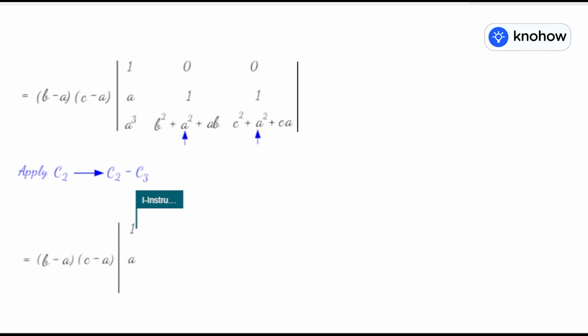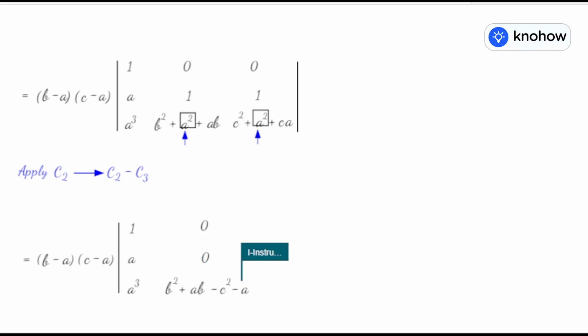So C1, 1, A, A cube as such. Even in C2 you are subtracting, so it is 0 minus 0, 0, and 1 minus 1, 0. And now see, this A square will cancel, so you will be left with B square plus AB minus C square minus CA or AC, whatever you call. And the third column, that is 0, 1, and C square plus A square plus AC will remain the same. Determinant. And now we can expand with R1 because it has got 2 zeros. Expand along R1.